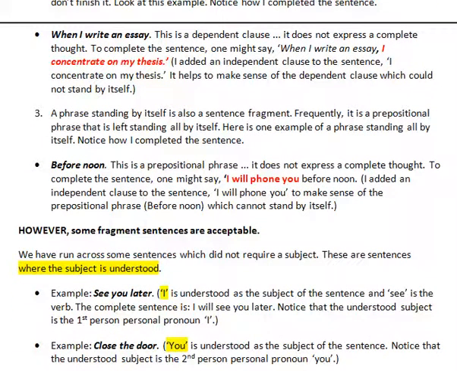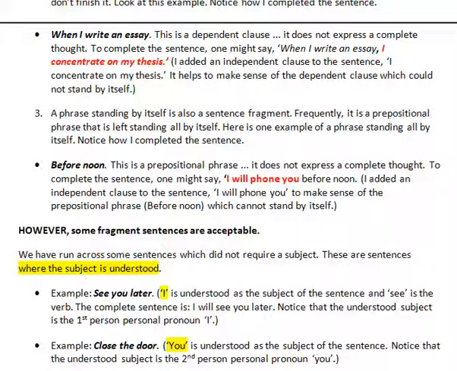When I write an essay, this is a dependent clause. It does not express a complete thought. To complete the sentence, one might say, when I write an essay, I concentrate on my thesis. I added an independent clause to the sentence, I concentrate on my thesis. It helps to make sense of the dependent clause, which could not stand by itself.